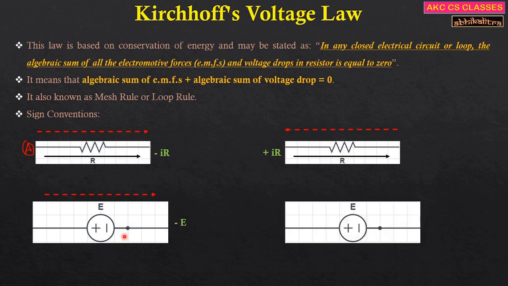Again, if we encounter an EMF or a voltage source or a battery, whatever you say, take the moving direction from the negative plate to the positive plate. That is, we are moving from this side to this side, from the negative plate to the positive plate of the cell or battery. If you do this, then there will be a rise in potential at this particular point, and obviously we'll consider this to be plus E, right? So these are the basic sign conventions that we will follow in solving problems with Kirchhoff's voltage law.